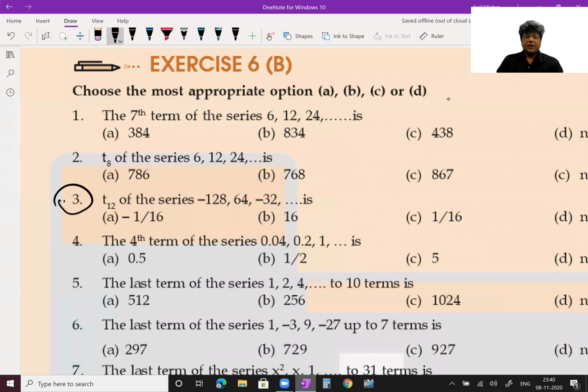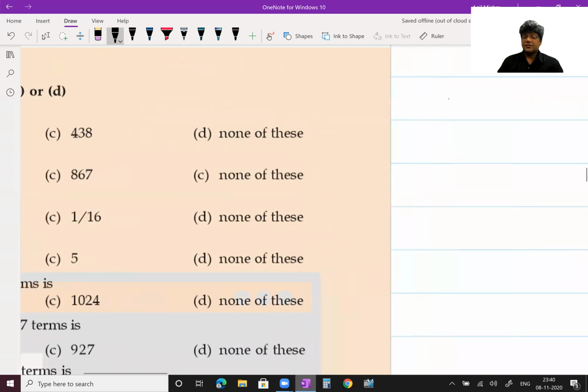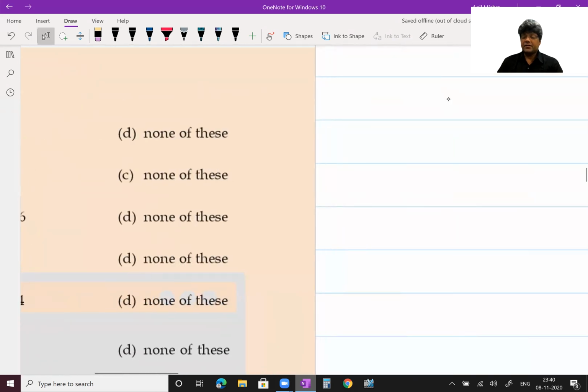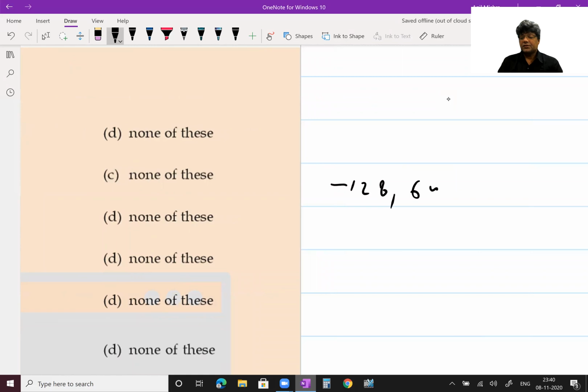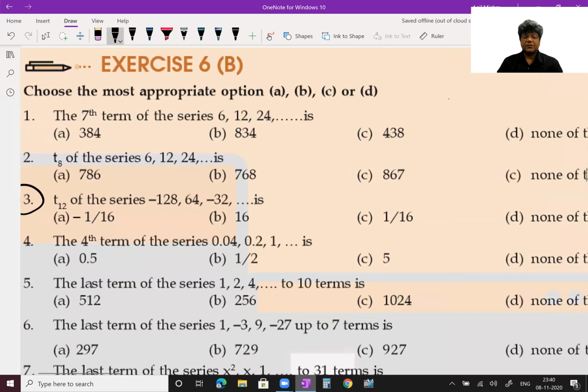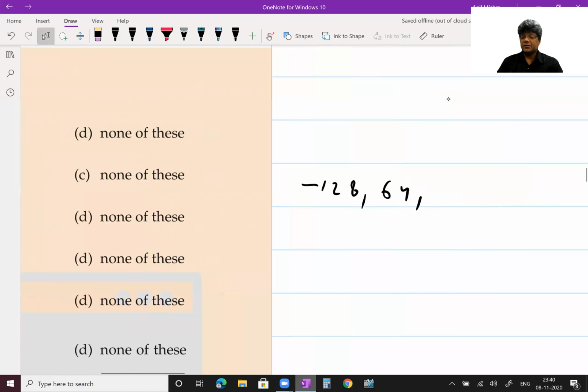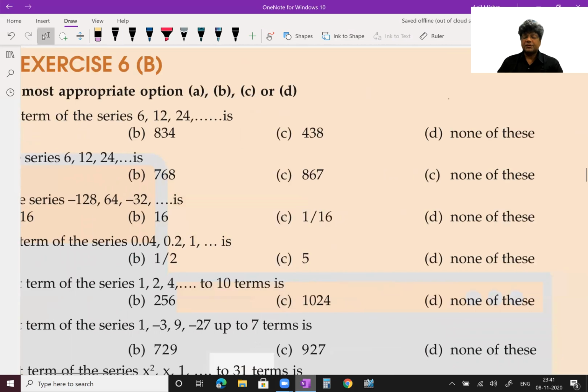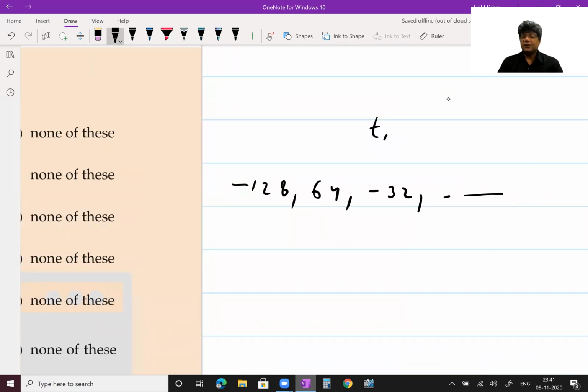Question number 3. T12 of the series: minus 128, 64, minus 32, dot, dot, dot. So guys, T12 of the series, look here. Minus 128, 64, then minus 32. Question asked T12. Guys, looking at this only, you should understand this is a GP.